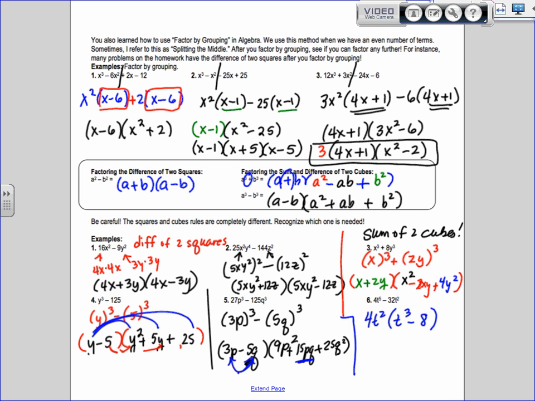Okay, now you can see the difference of two cubes. So if you need to write it as t cubed minus 2 cubed, that can really help you. A lot of people will do t minus 8 in the first parenthesis. It should be t minus 2 in the first parenthesis.